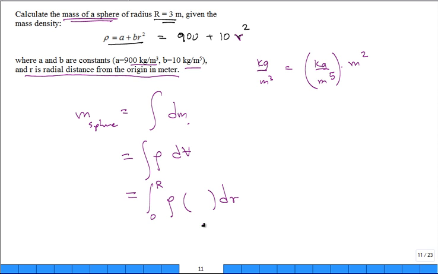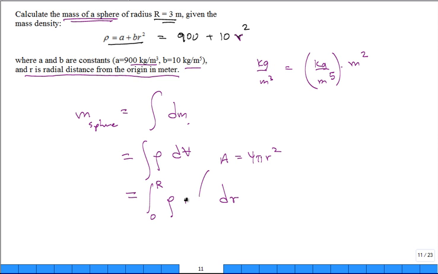How about this? It's the area of the sphere at location r. Because if I have the area of the sphere at location r, and then I bump it out a little dr, isn't that a volume? True? So what's my area of a sphere at location r? 4 pi r squared. What do you think? So is that what I put right in here?